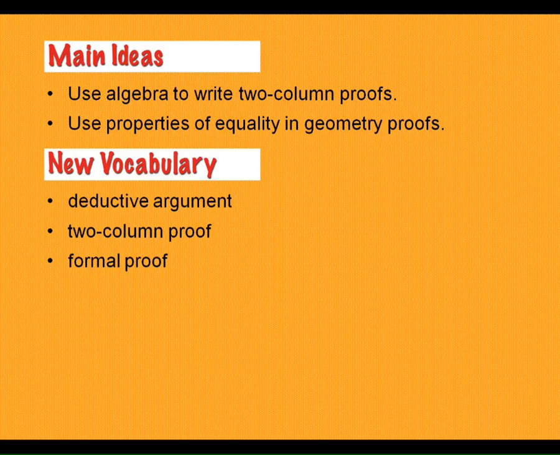How many columns do you think a two-column proof has? 4. Yep, 4. It's a trick question. No, it has 2, right? There are 2 columns in a two-column proof. One side is for statements and one side is for reasons. We'll get to that in just a second.